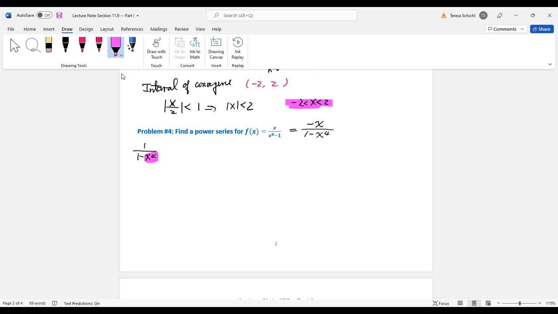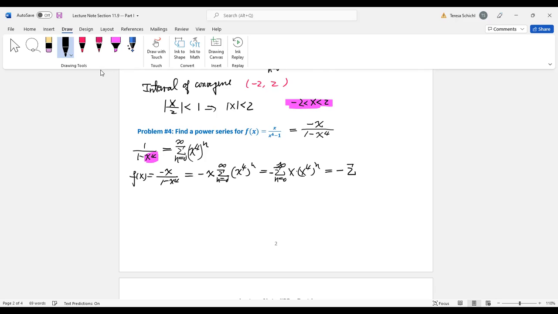Okay, now in here, I know the 1 minus x to the fourth is based on the geometric series. This is my new r or new x. So you can see here. Okay, so what is this one here? This will be the summation n from 0 to infinity of x to the 4th to the nth power. That's right. So this is the 4th and the nth power. And now my f of x is equal to negative x times 1 over 1 minus x to the fourth. That means you times the negative x, sum n from 0 to infinity of x to the fourth to the n. You can move the x inside. So this is x times x to the fourth to the n. So this will be the negative sum n from 0 to infinity of x to the 4n plus 1.